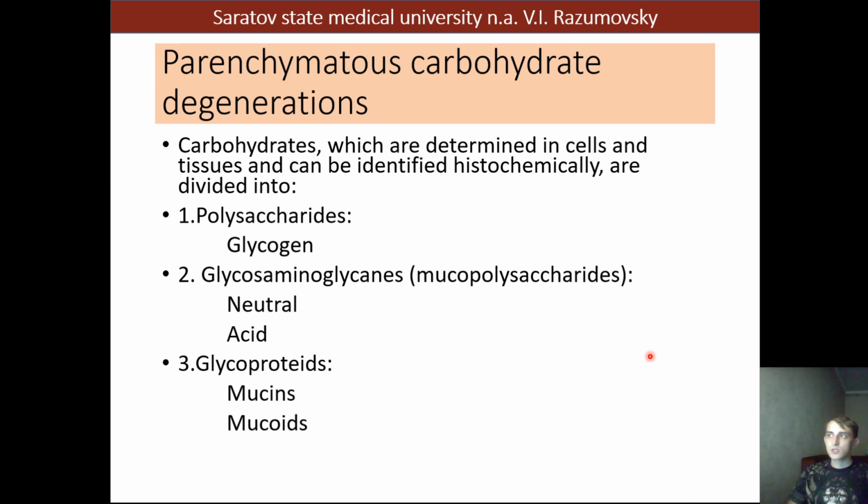Parenchymatous carbohydrate degeneration. Carbohydrates, which are determined in the cells and tissue and can be identified histochemically, are divided into polysaccharides, for example glycogen, glycosaminoglycans or mucopolysaccharides, which may be neutral and acid, and glycoproteins, mucins and mucoids.